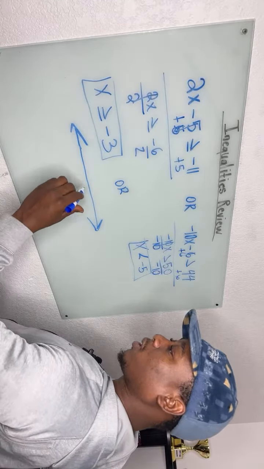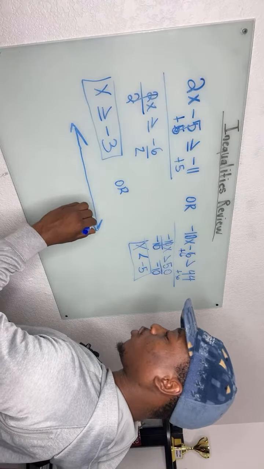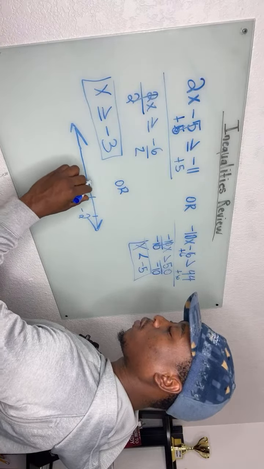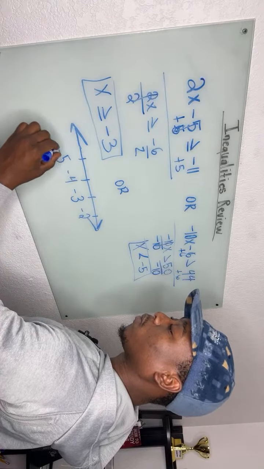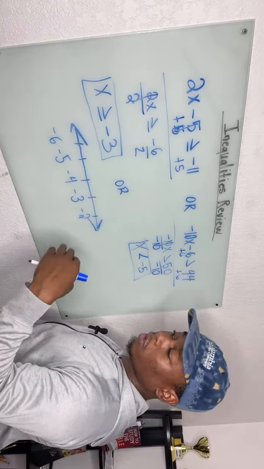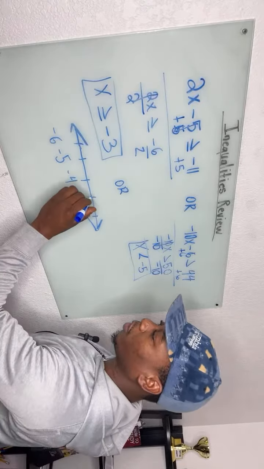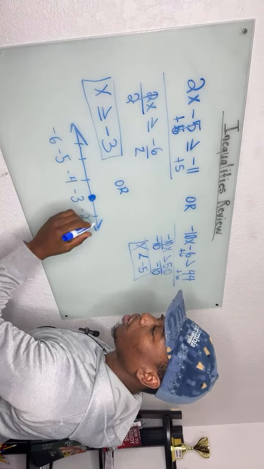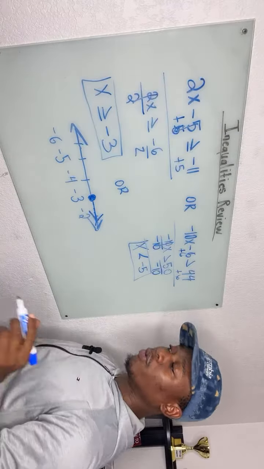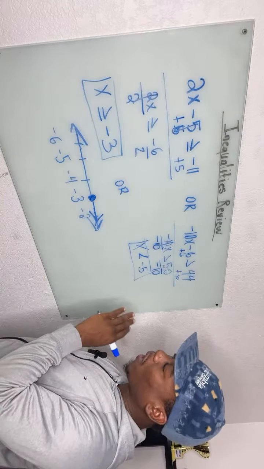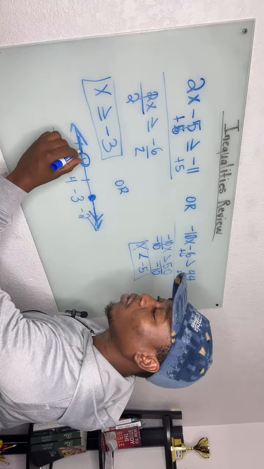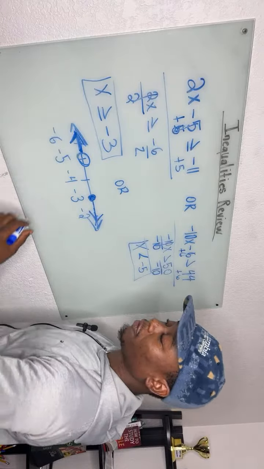All right, so let's see how we're going to label this. All right, so I had a little bit of a smaller graph. So let's start off with x is greater than or equal to -3. So we know closed circle, greater than means we're going to the positive numbers, to the right. All right, boom. That's number one. Number two, x is less than -5. Open circle. If it's less than, we're going to the left.